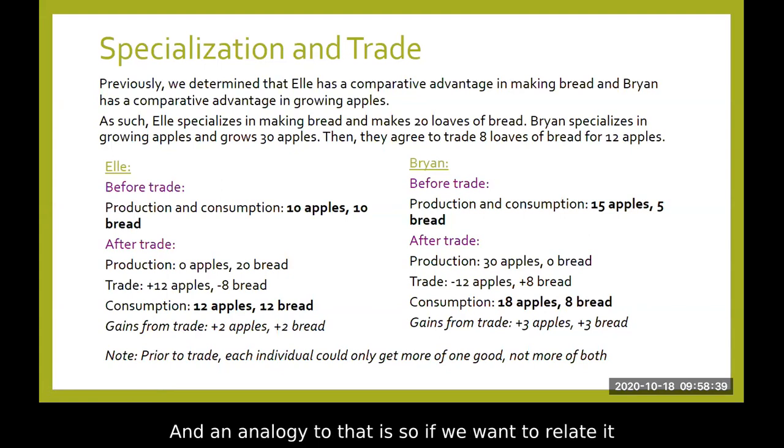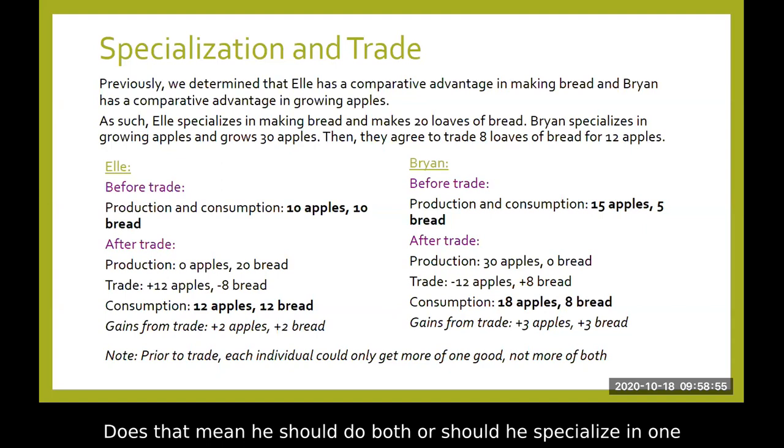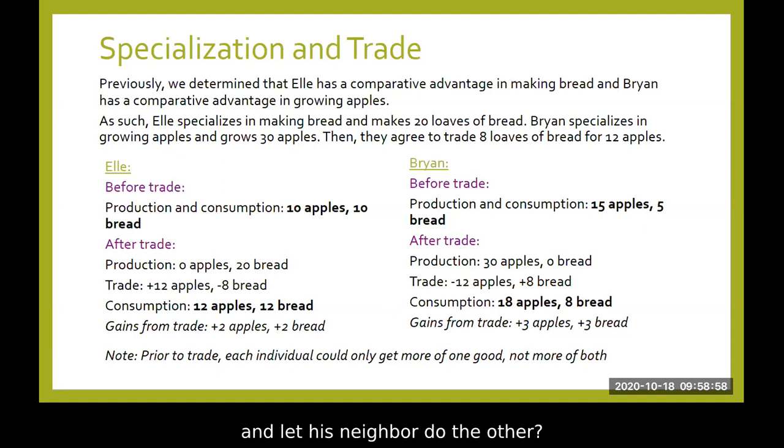So there are some examples that show that. And an analogy to that is, if we want to relate it to reality, let's say that LeBron James is better at playing basketball and better at mowing lawns than his neighbor. Does that mean he should do both, or should he specialize in one and let his neighbor do the other? So obviously, if he's so good at basketball, him not playing basketball means he's sacrificing a lot. So because of that, he should only specialize in basketball and let his neighbor mow the lawns, even if he has an absolute advantage in both. So there's some examples that show that.